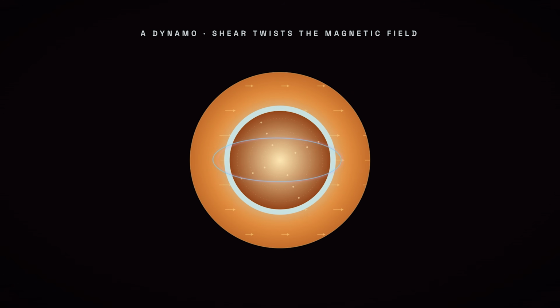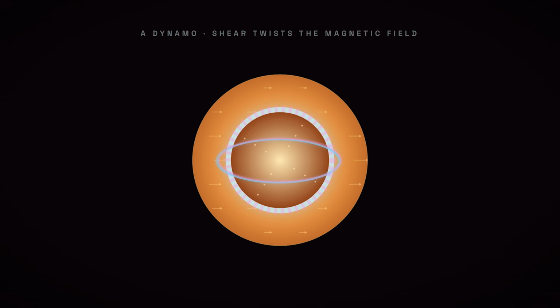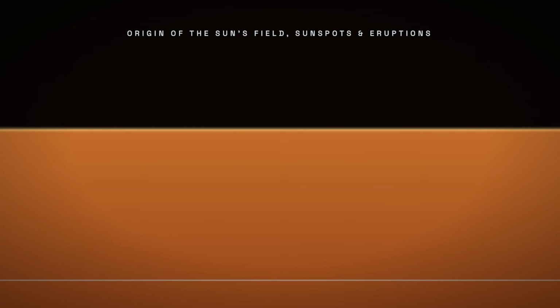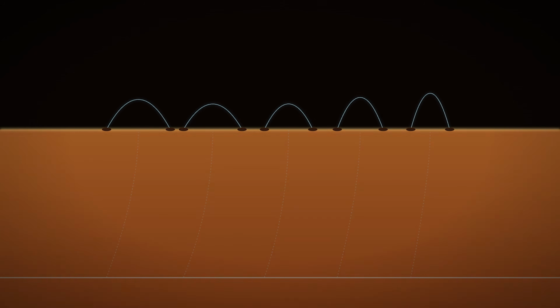This sharp change in rotational speed across a thin boundary is thought to act as a dynamo, stretching and twisting magnetic field lines. The sun's magnetic field, its sunspots, and its violent surface eruptions are all believed to originate in the shearing action of this layer.